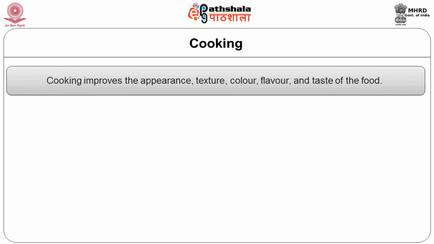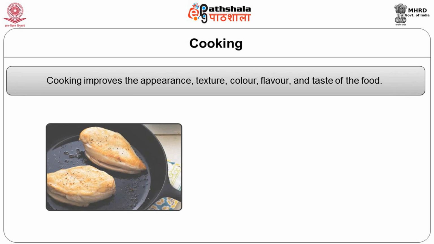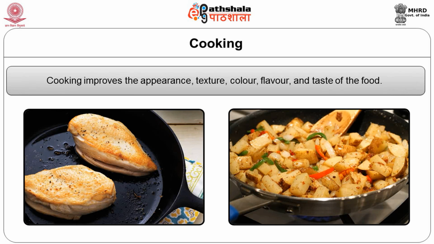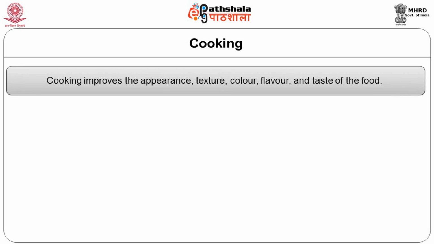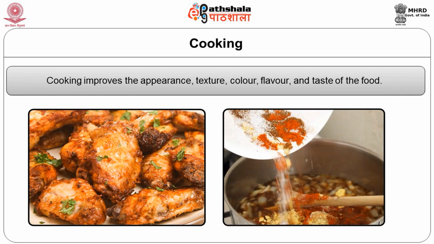Next, cooking improves the appearance, texture, color, flavor and taste of the food. When you cook meat or potatoes, etc., you will find that the food has better taste. Cooking meat improves its taste, flavor and color. Addition of spices and condiments during cooking further improves the acceptability and palatability of foods. You must observe the changes that the foods undergo when you cook.